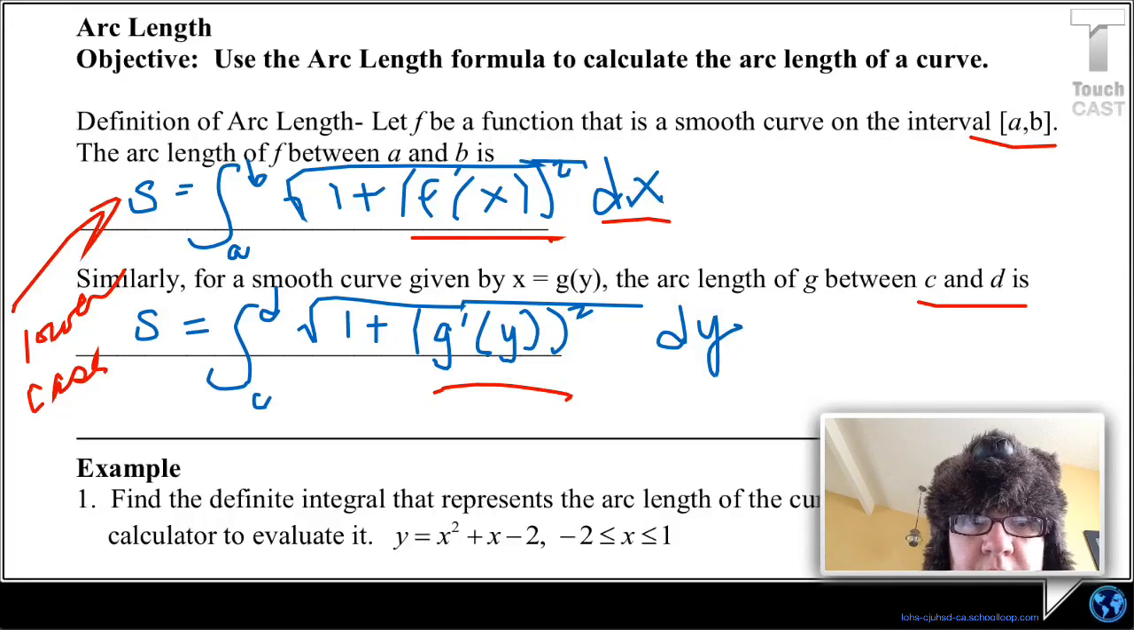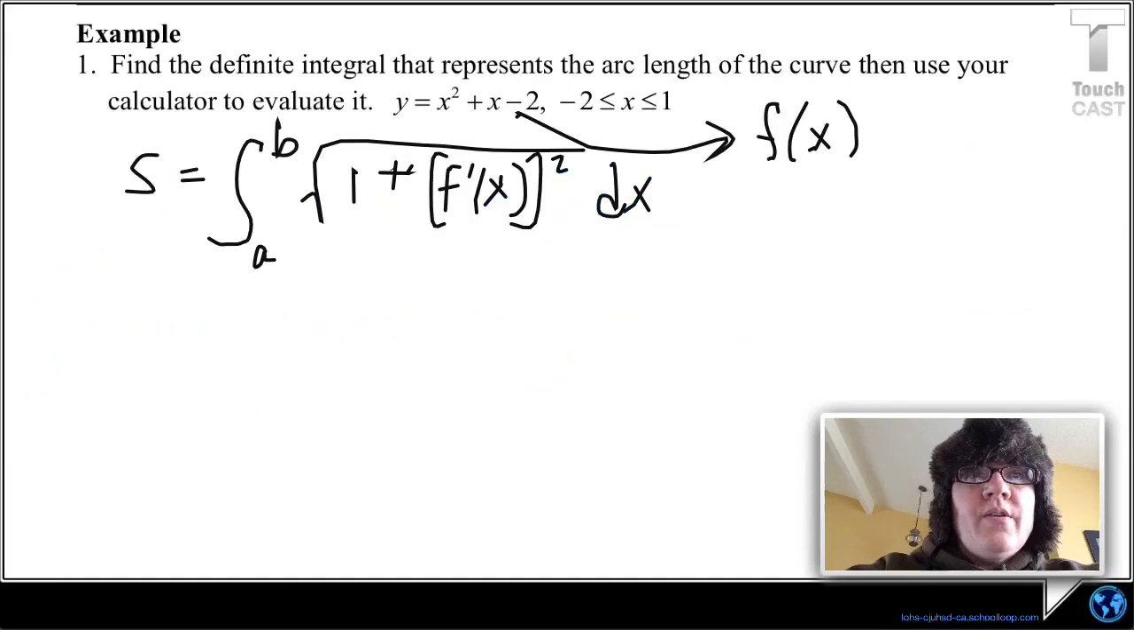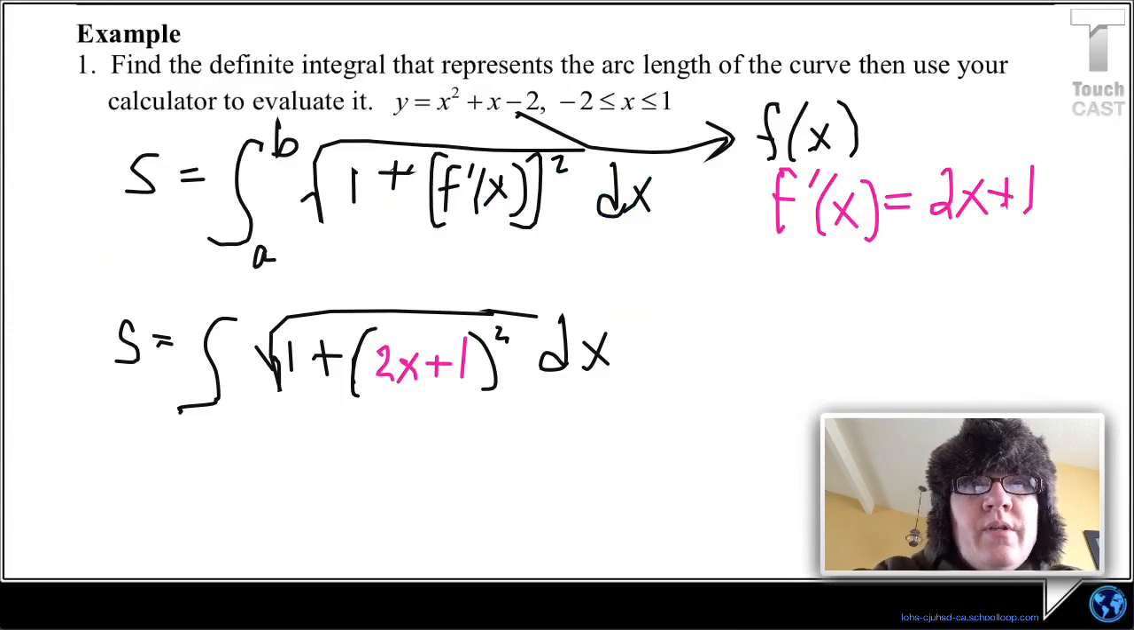So we're just going to jump right in and do the first example. This is not a difficult lesson. I'm sure it'll go quickly for you. So I'm starting with my formula. Since I notice I have an f of x, I'm going to have to take the first derivative of it so that I can substitute it in. So notice I've rewritten my equation with my first derivative in.